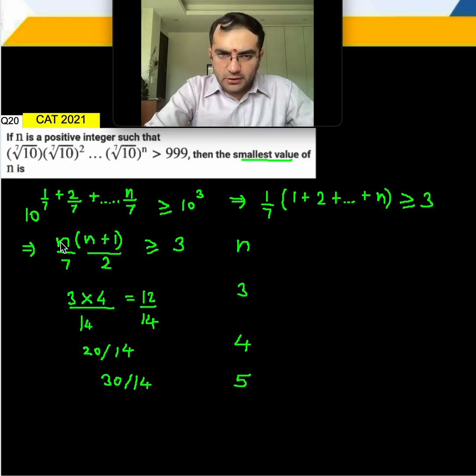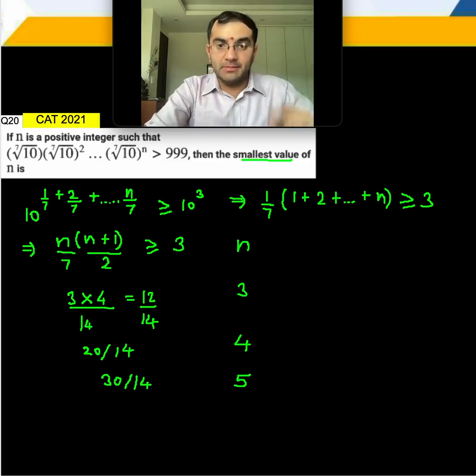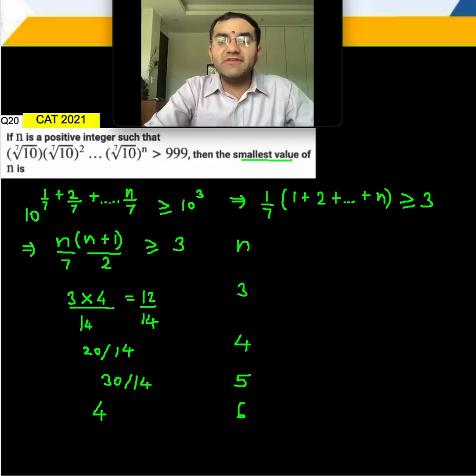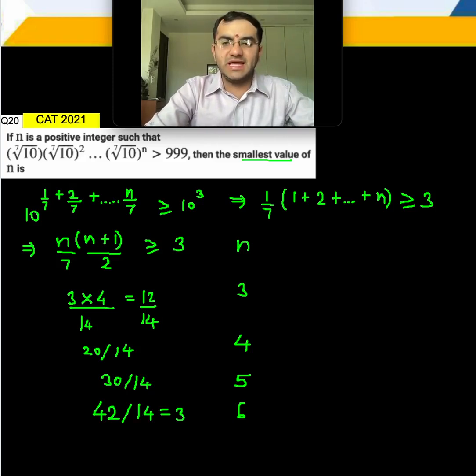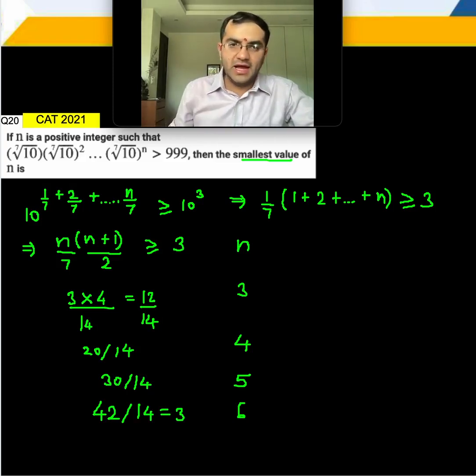Right? यहाँ पे 5 डालो इनको. 5 into 6, 30 upon 14 is 2 point something. But I need 3 and above. So 6 डालो. 6 into 7 is 42, divided by 14, which is 3. So now you have your greater than or equal to 3 value. The answer is 6. N ka value as an answer is 6.